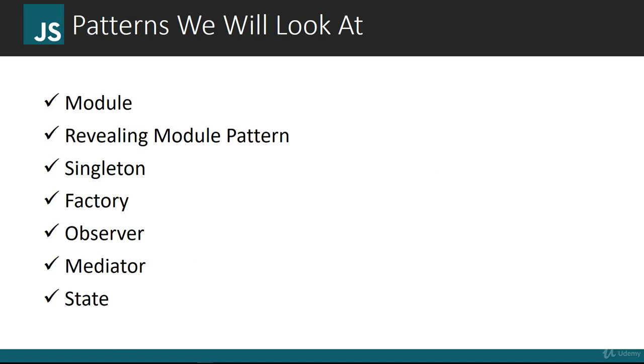It allows us to break our code up into modules where we can have private functions and variables and public functions and variables. Singleton, which is a variation of the module pattern where we can only create one instance of an object. The factory pattern, which is used to create many objects. An observer pattern, which allows us to subscribe and unsubscribe to events. The mediator pattern, which has a central mediator, and then it has colleagues that separate off from it.